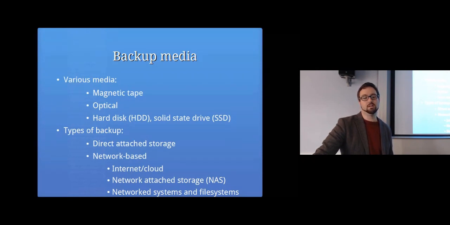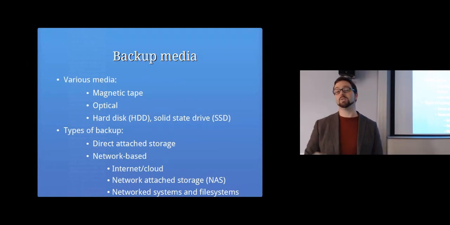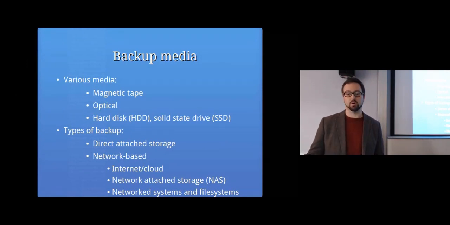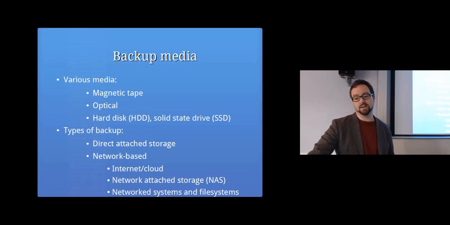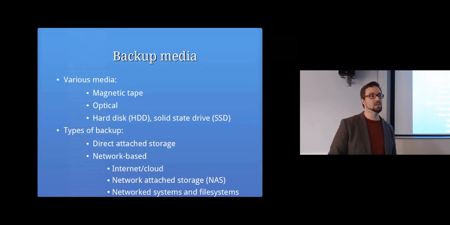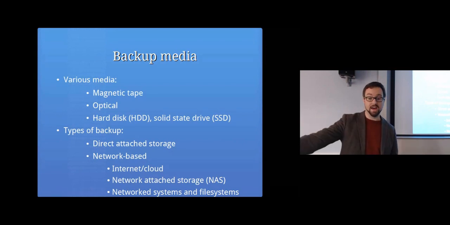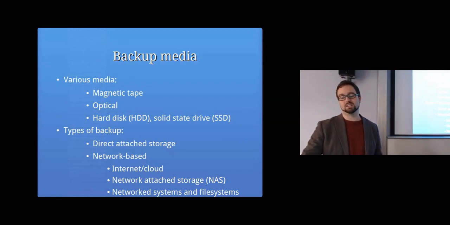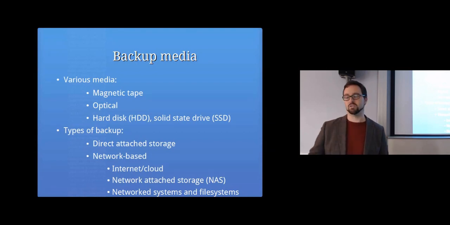We can either back something up to a medium we've directly got plugged into a computer, which is pretty boring and normal. You just plug something into the computer and copy it onto it. Or network based, so we've got internet and cloud based backup. NAS, network attached storage, is a computer that's basically dedicated to providing a storage space on our network. Usually it's just a little computer full of hard drives. We plug that into the network and then we can back up to that. Or using networked systems and file systems, we might have a server that also provides a place that we can back stuff up onto.